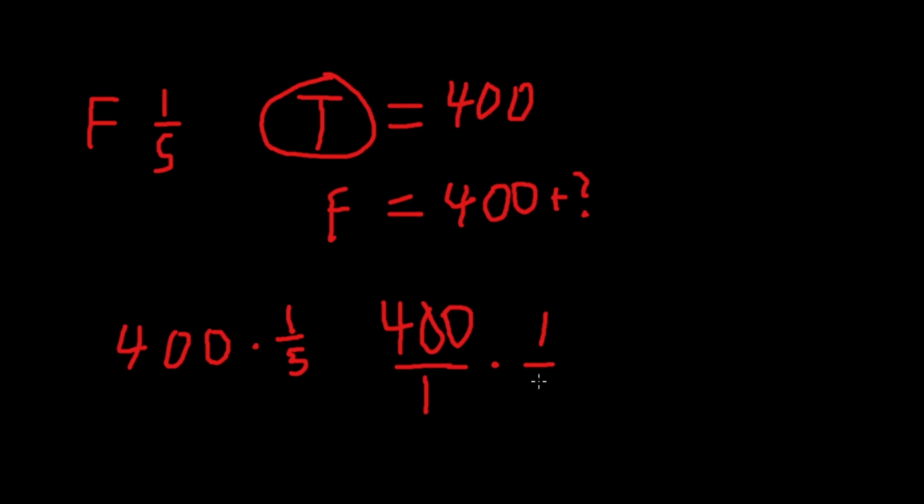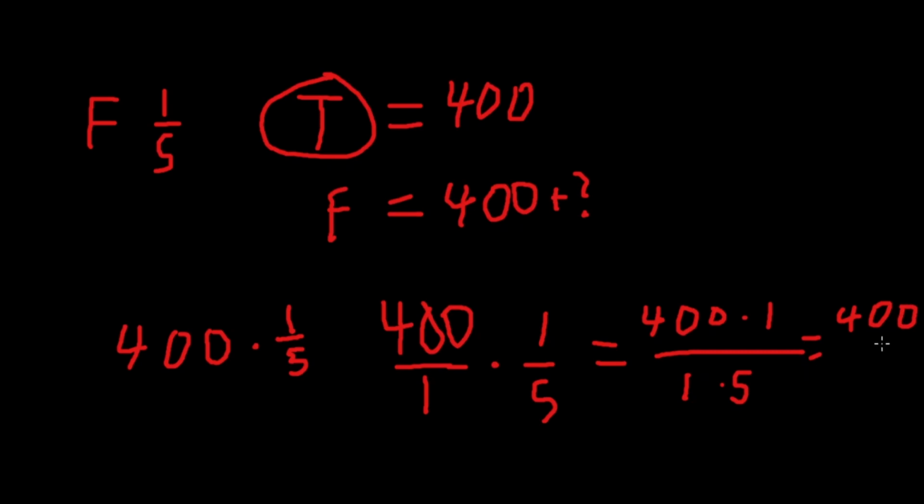Times 1/5. And when you multiply 2 fractions together, you just multiply the top times the top and the bottom times the bottom. So this right here is the exact same thing as this. So let's multiply our top. 400 times 1 is 400. And 1 times 5 is 5.